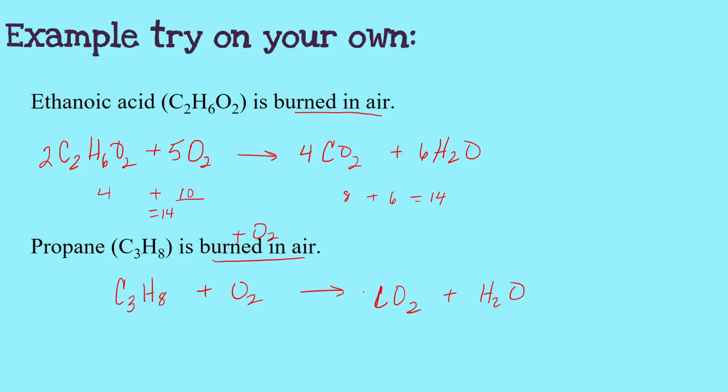Okay, 3 carbons, 3 carbons, 8 hydrogens. So I need 8 total. Whoops. I need to make a 4. All right, so I'm at 6 oxygens plus 4 more would be 10 total on the reactant side, which means I need a 5 on the reactant side. Oh, and I forgot again. Everything gets gas. There we go. Okay, there's our examples for those.